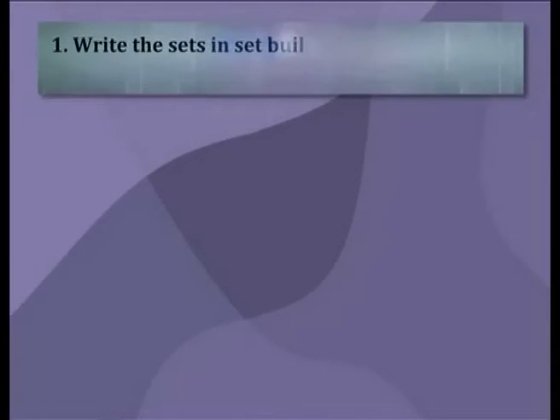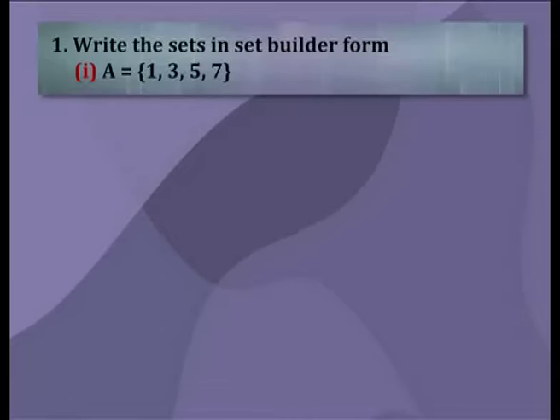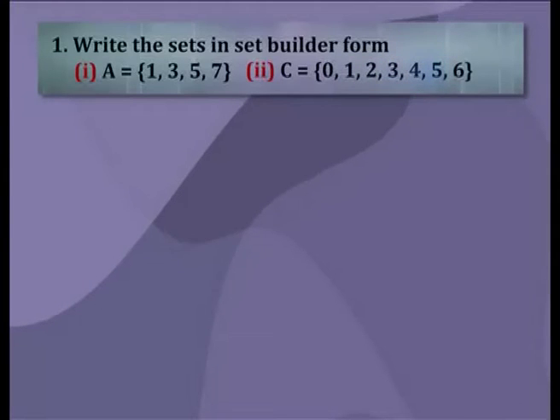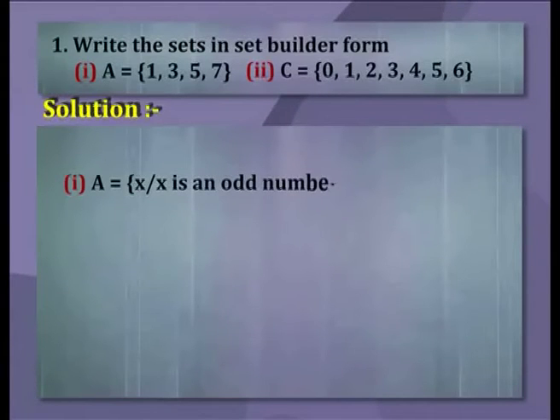1. Write the sets in set builder form. 1. A is equal to {1, 3, 5, 7}. 2. C is equal to the set {0, 1, 2, 3, 4, 5, 6}. Solution. 1. A is equal to the set of x such that x is an odd number less than 8.